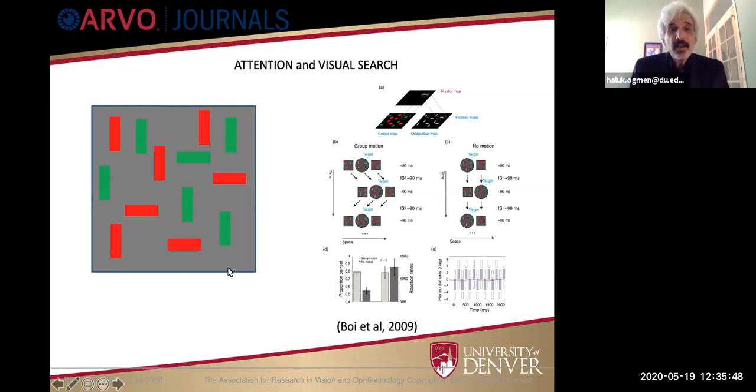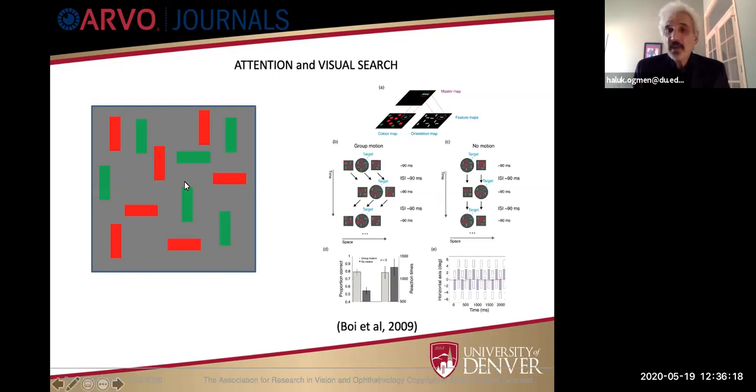Here's an example where we have stimuli defined on two feature dimensions. One is color, red or green. The other is orientation, vertical or horizontal. Here we designate one combination as the target. In this example, the target may be a horizontal green bar, and the other combinations serve as distractors.